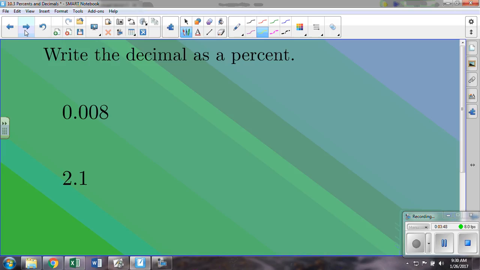0.008 and 2.1. 2 spaces, giving us 0.8%. 2 spaces, giving us 210%. That's it. It's just counting.